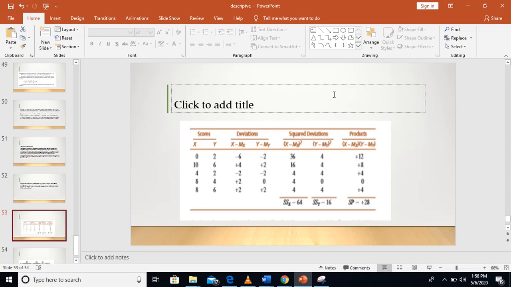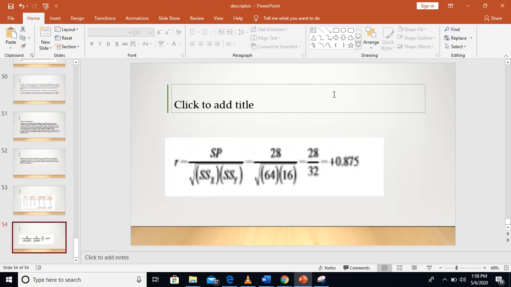Then we calculate the SP, x minus Mx multiplied by y minus My. SP is 28. Now put the values in the formula of correlation. r is equal to SP divided by the square root of SSx times SSy, which is 28 divided by the square root of 64 times 16, equal to 28 by 32, which is equal to 0.875. 0.875 is the value of the Pearson r. Thank you very much for listening.